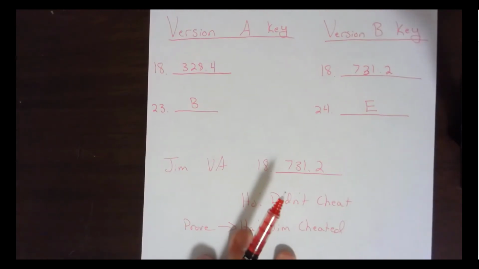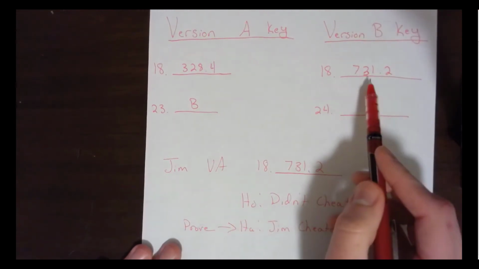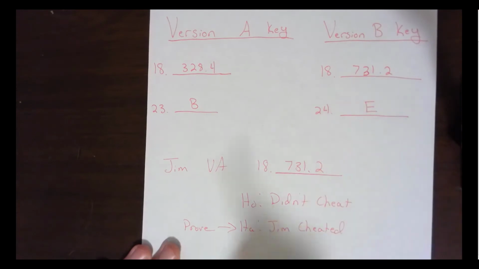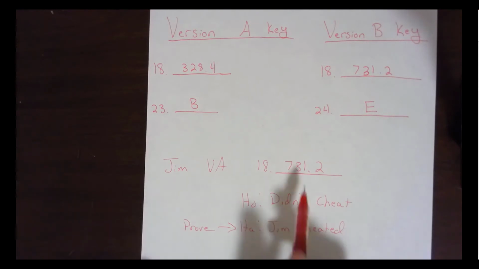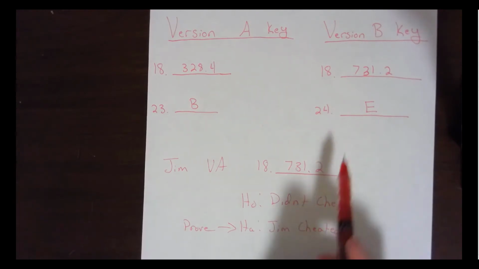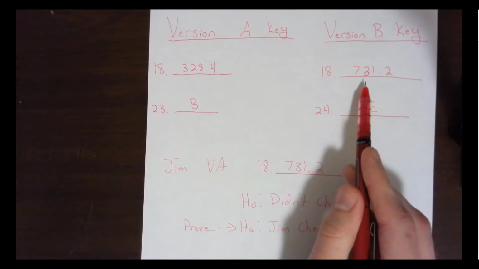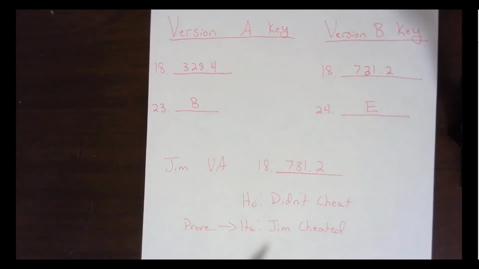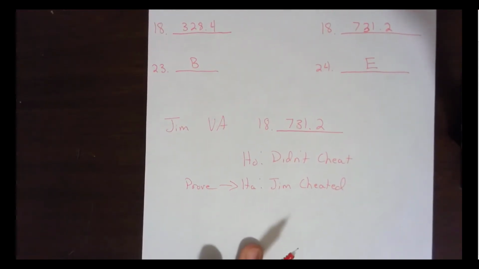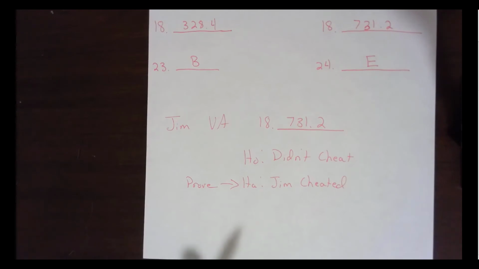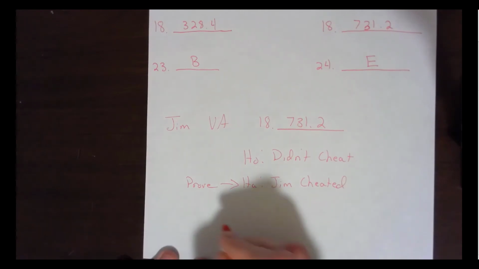Jim should have put 328.4, but he put 731.2. His answer was that he just randomly picked a 4-digit number, and that's the one that he put, 731.2, and it just happened to match the other version. What we can do is find the probability that if Jim's just blindly guessing, he happened to pick the answer to the other exam exactly.